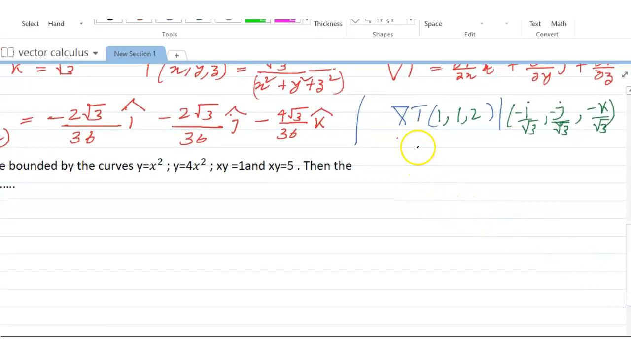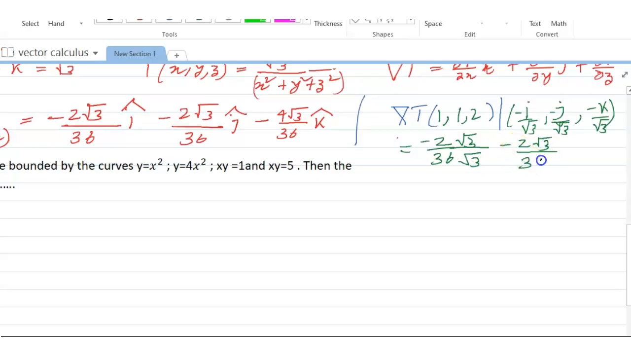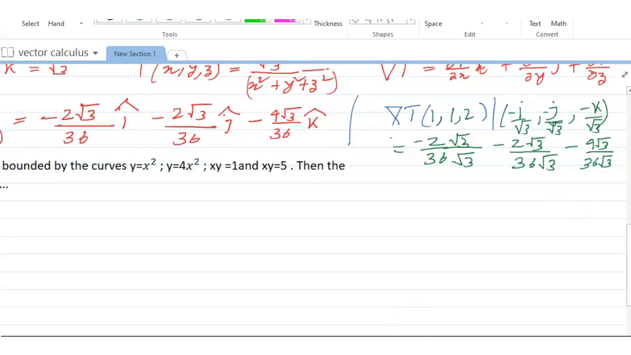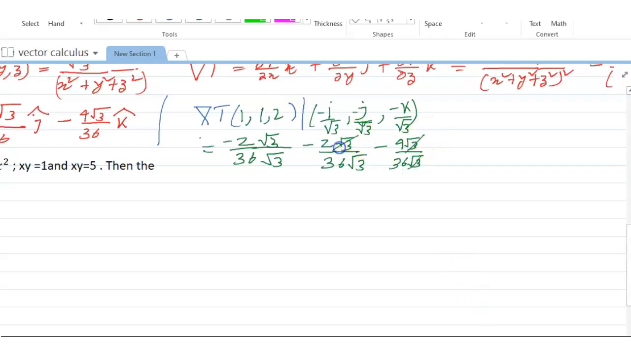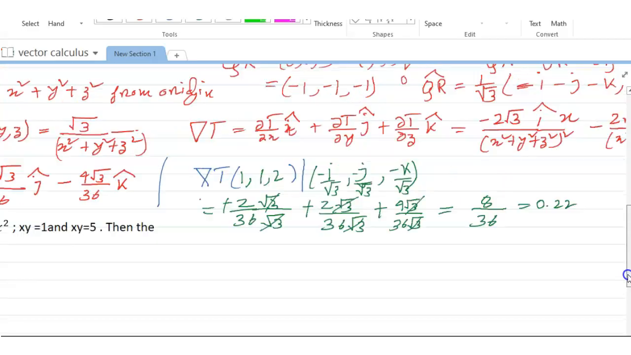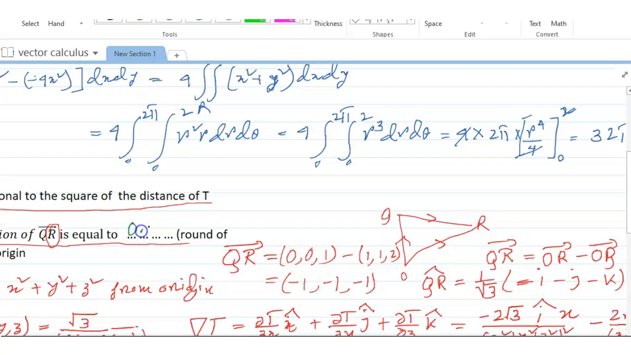If I multiply, then the value will come 2 by 36 into root 3, minus root 3, minus 2 root 3, divided by 36 into root 3, and minus 4 root 3 divided by 36 root 3, and cut, both are cut, equals to minus minus plus, equals to 8 by 36, and the answer will come 0.22. So the value is 0.22.